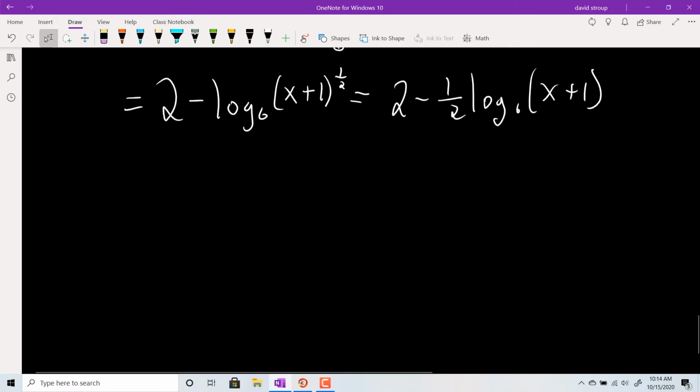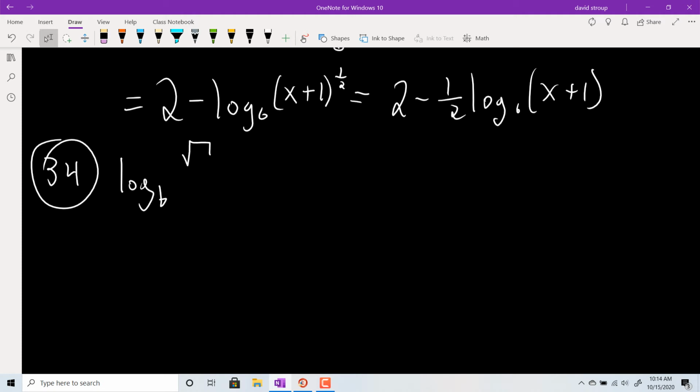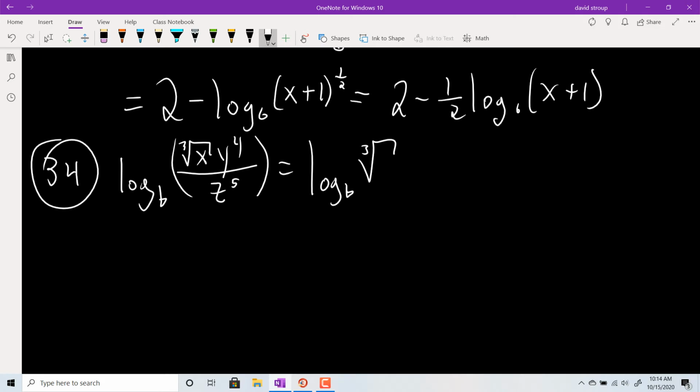There's just a whole bunch of these for you to practice in the book. Here's a harder one. So here's log base b of the cube root of x times y to the 4th all over z to the 5th. Okay. So the first thing I'm going to do is the quotient rule again. I have log base b of the cube root of x times y to the 4th minus log base b of z to the 5th.